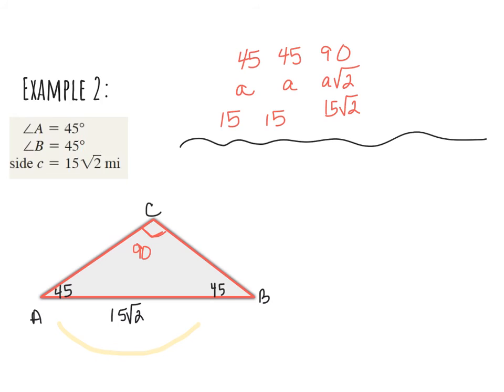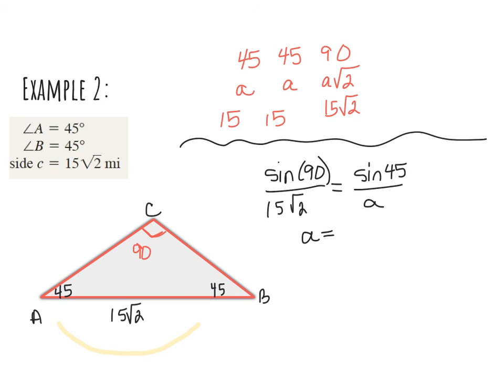So starting with our given information, we would find the missing angle of C to be 90 degrees. So we're going to set this up. Sine of 90 is to 15 root 2 as sine of 45 is to A. We would cross multiply and divide. Remember that sine of 90 is 1 based on our unit circle, so A is going to equal exactly 15.